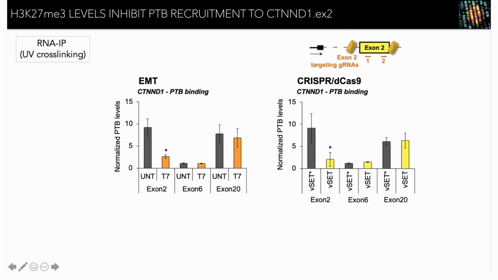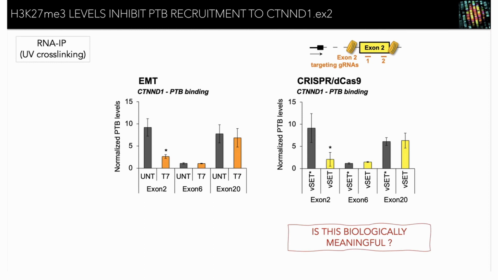Importantly, when she did this dCas9 epigenetic editing in order to increase inclusion of exon 2 by increasing the trimethyl K27 levels, those are epithelial cells. The only thing she's doing is recruiting dCas9. She observed how PTB was not recruited anymore, suggesting that the way these histone modifications are impacting splicing is via modulation of recruitment of these splicing factors.